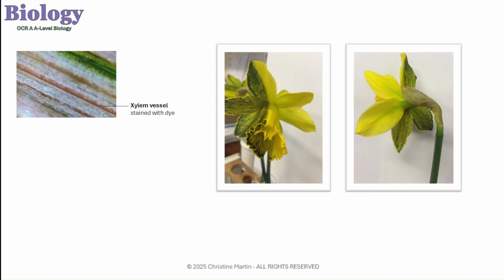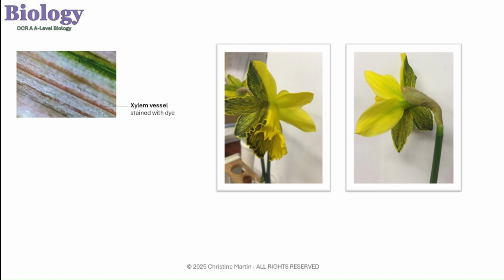Now, what you can also do is you can take a stem and show that different xylem strands transport water and mineral ions to different parts of the plant by splitting the base of the plant stem lengthwise into two sections while leaving the upper part intact.